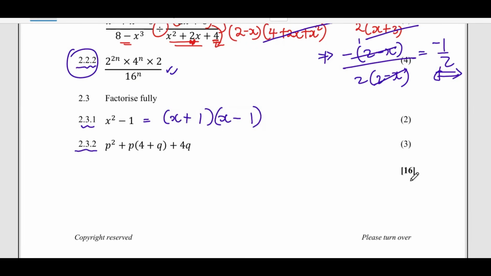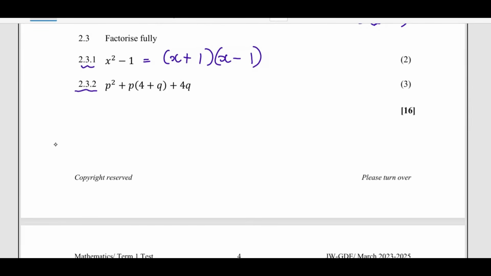2.3.2, we have p squared, and then plus p into 4 plus q, and then a 4q. So what I'm going to do here, I mean, it looks like a quadratic, but it's going to be a bit hard for me to tell the product and the sum. Rather, let me open this. So it's a p squared plus 4p plus pq plus 4q.